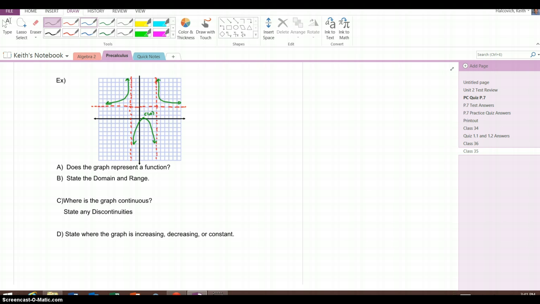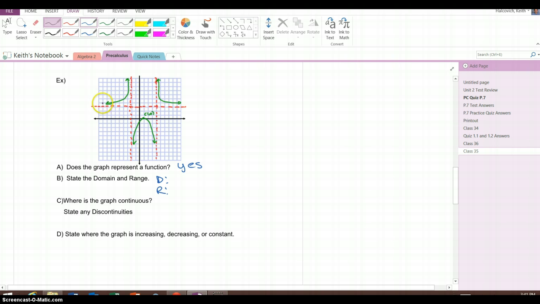All right, so now we look at an example problem where we have a graph, and the first question asks, does the graph represent a function? Well, if you do the vertical line test throughout, you'll notice that it is a function because it passes the vertical line test. Next, it asks for domain and range.